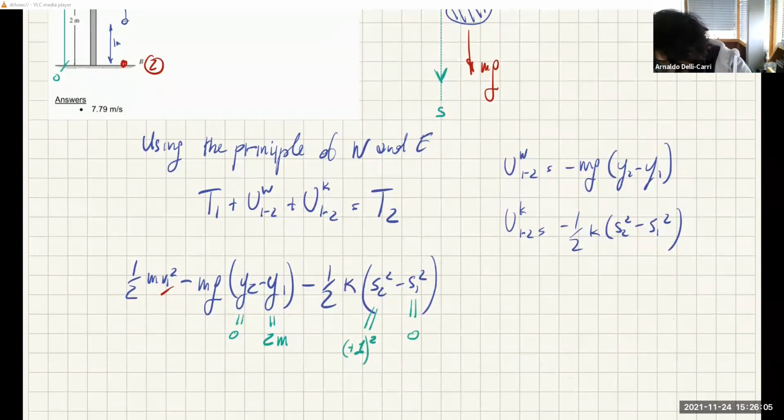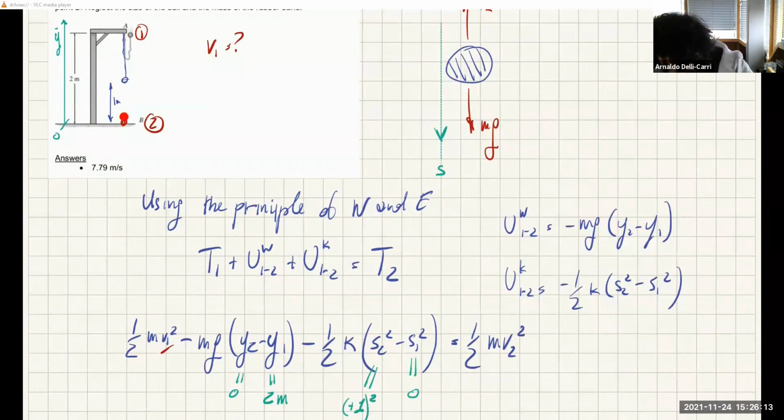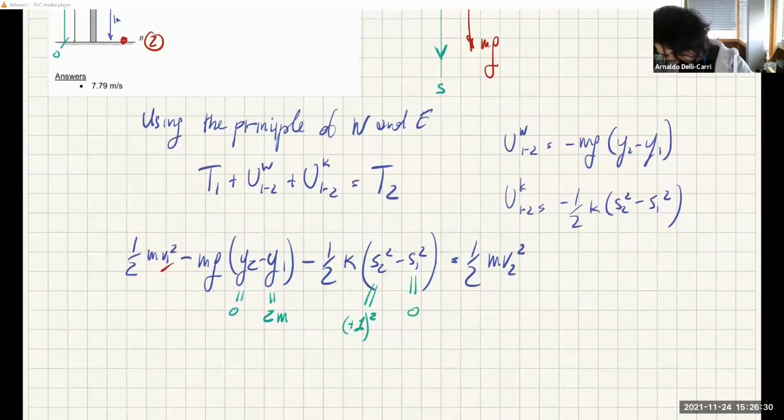And finally, this results in half mv2 squared. We know that this ball must reach the ground but not rebound from it, making sure that it doesn't touch the ground. So that means that the speed at this point must be 0 because it's turning back. It's the instant in time for which it's turning back. So that means that v2 is also 0.